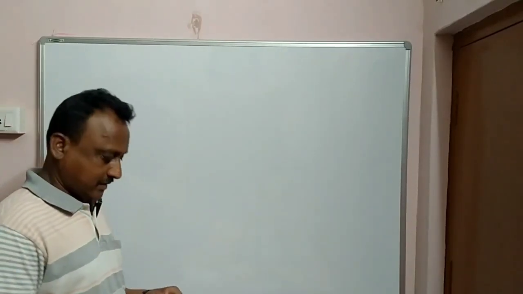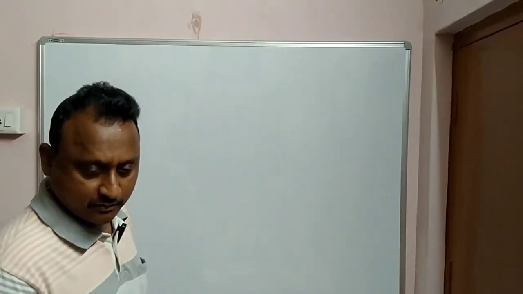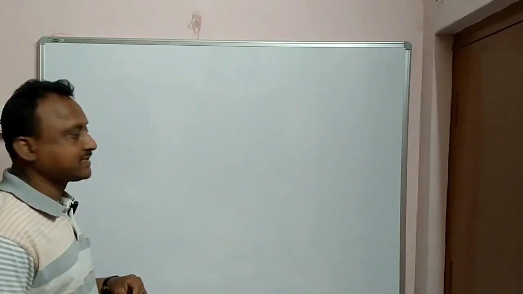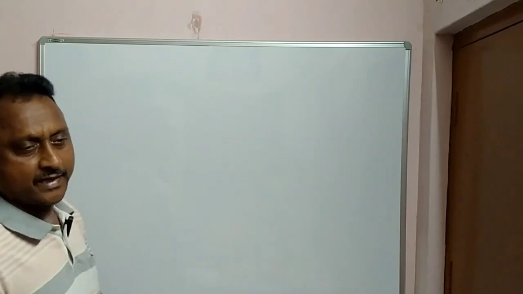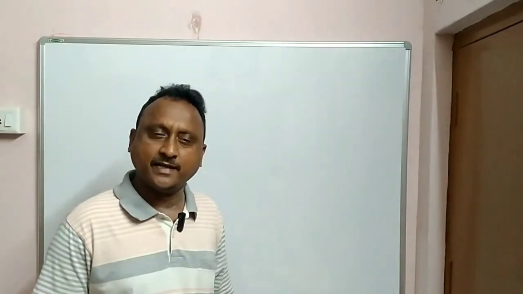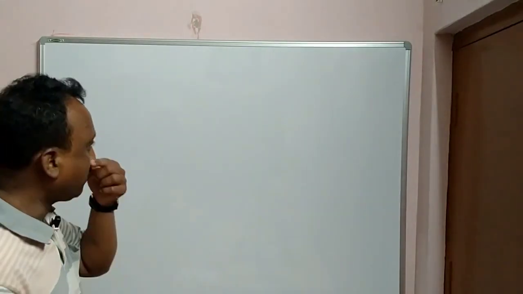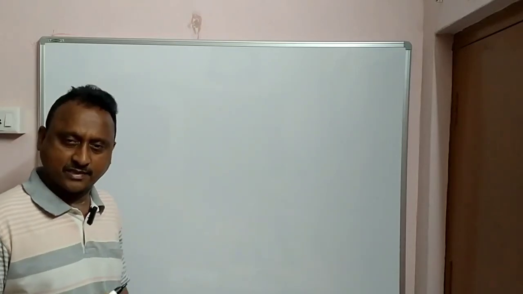Hi friends, let us start vectors part 2 now. In part 1 we studied the parallelogram law of vectors. That means when two vectors make some angle theta tail to tail, the resultant is given by root over a square plus b square plus 2ab cos theta.